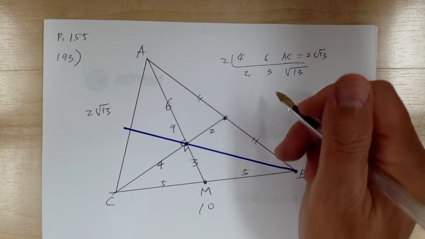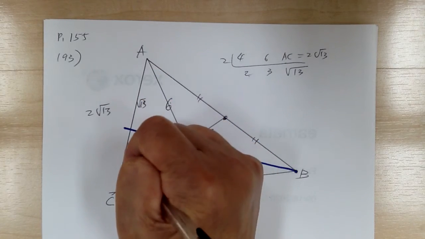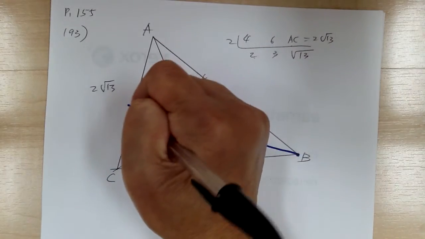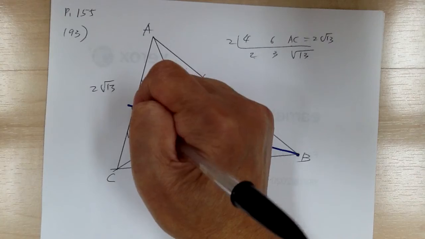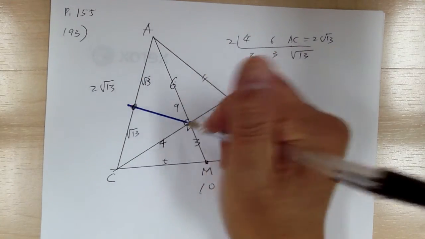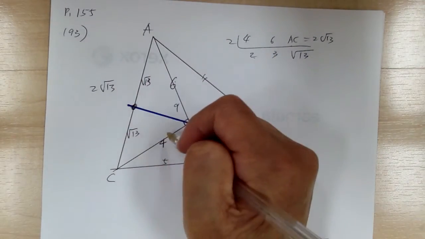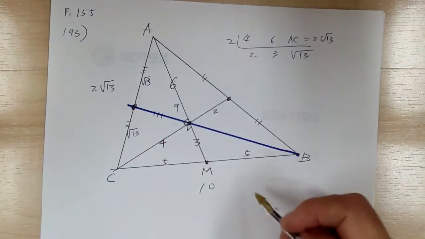And once you do that, this would be square root of 13, and this would be square root of 13. Now, again, you have to use that theorem again. If this is a right triangle, the midpoint of the hypotenuse will be an equal distance to all three vertices. So this is the midpoint of this right triangle. Therefore, these 3 segments will be congruent.